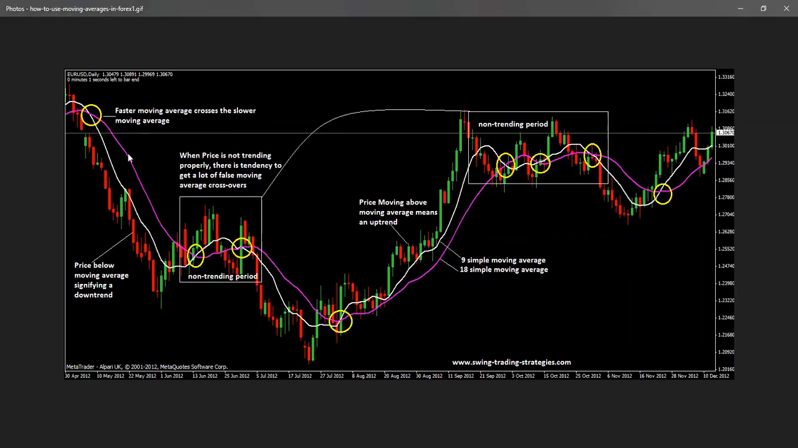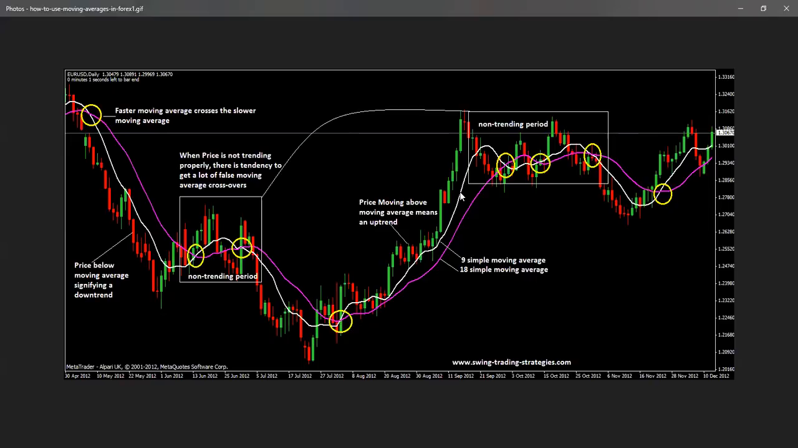And basically what you're looking at is a 9 simple moving average on this chart and an 18 simple moving average. The white line is a 9 simple moving average, and the purple line is an 18 simple moving average. Now, basically, when price is below the moving average, it's considered a downtrend. When price is above the moving average, it's considered an uptrend.